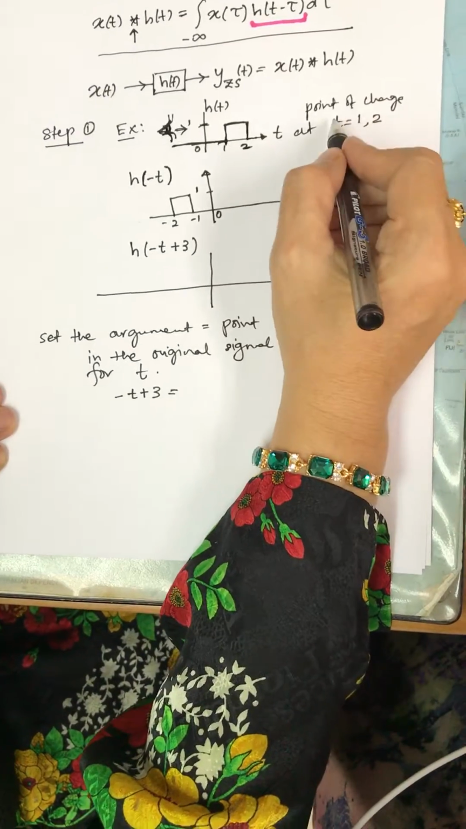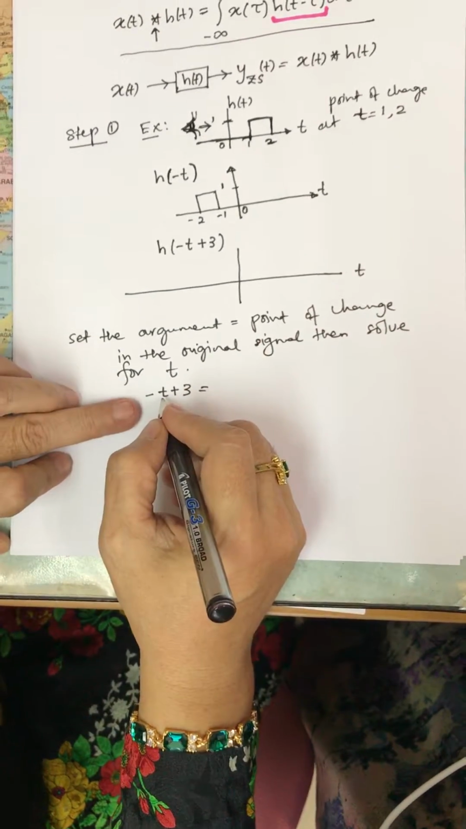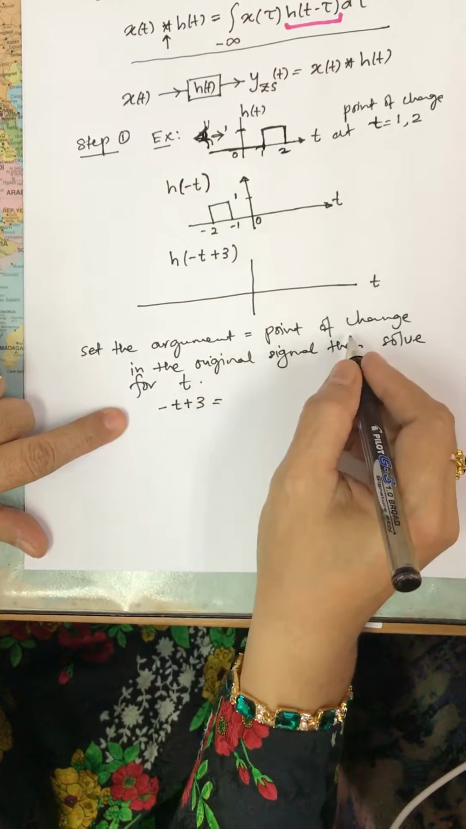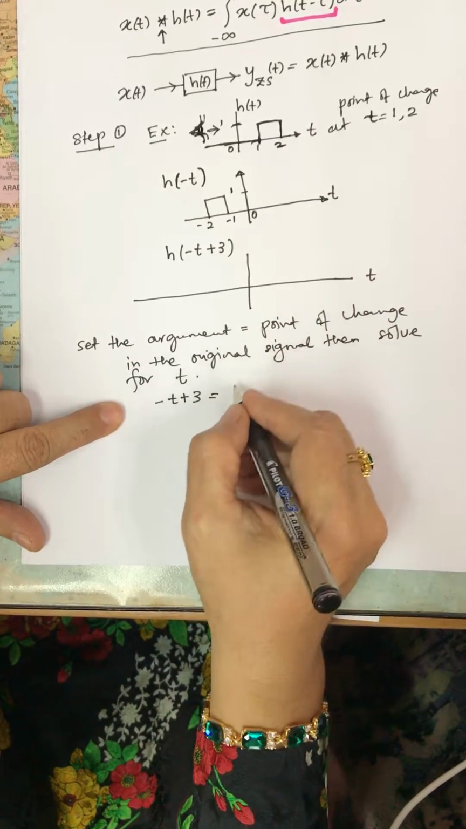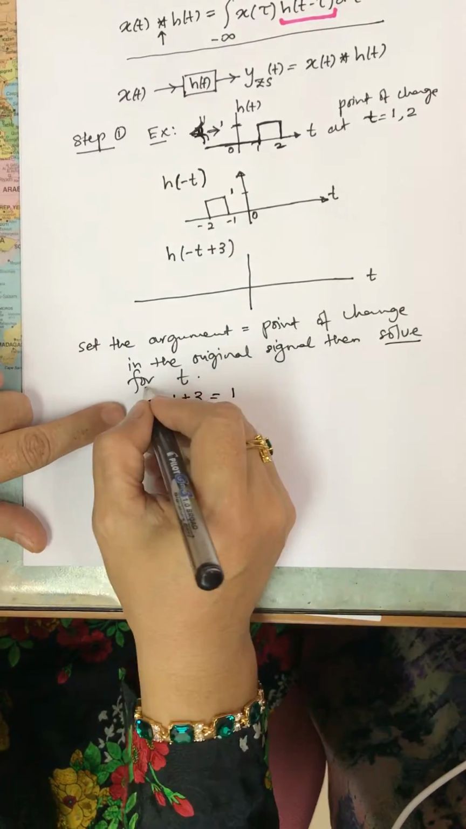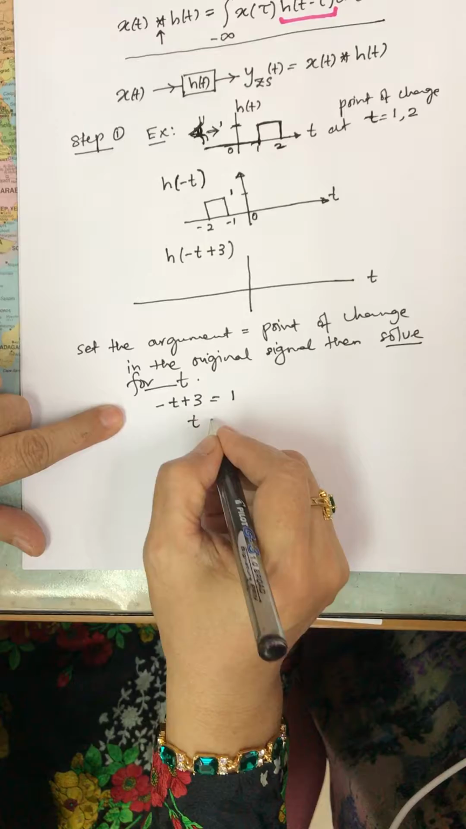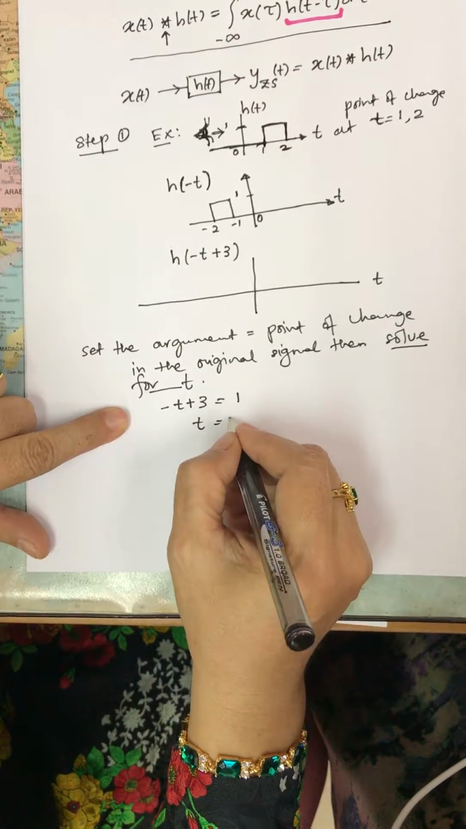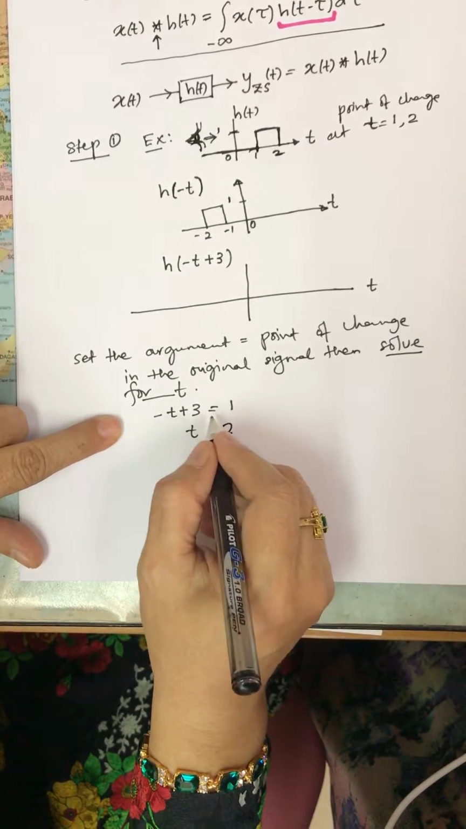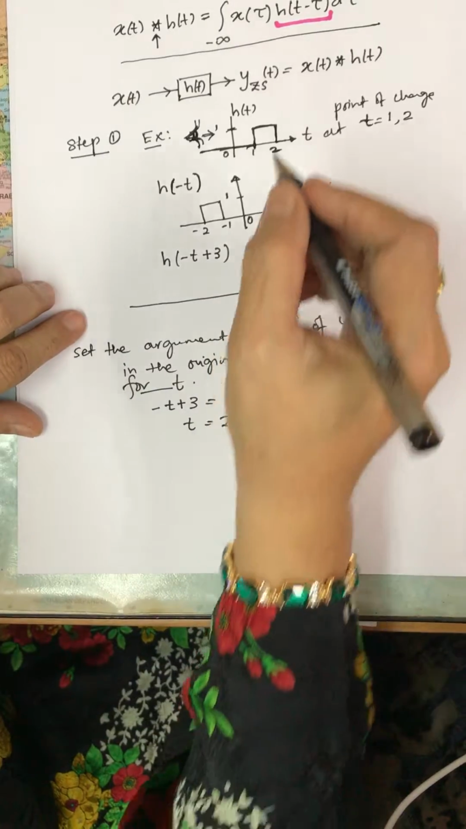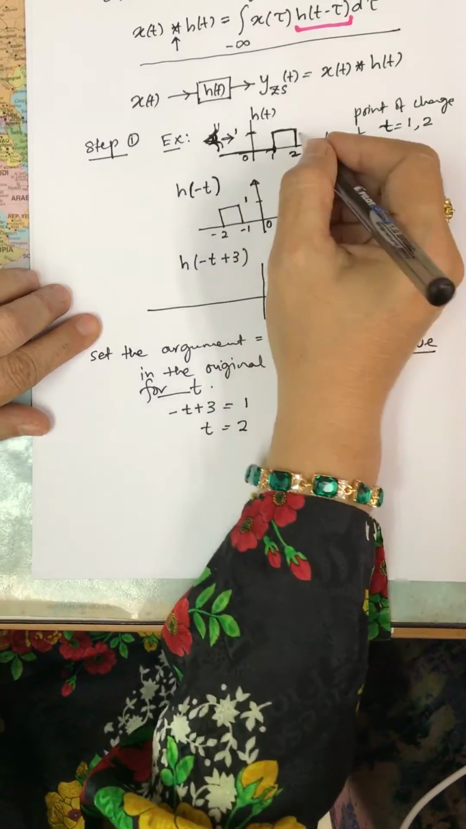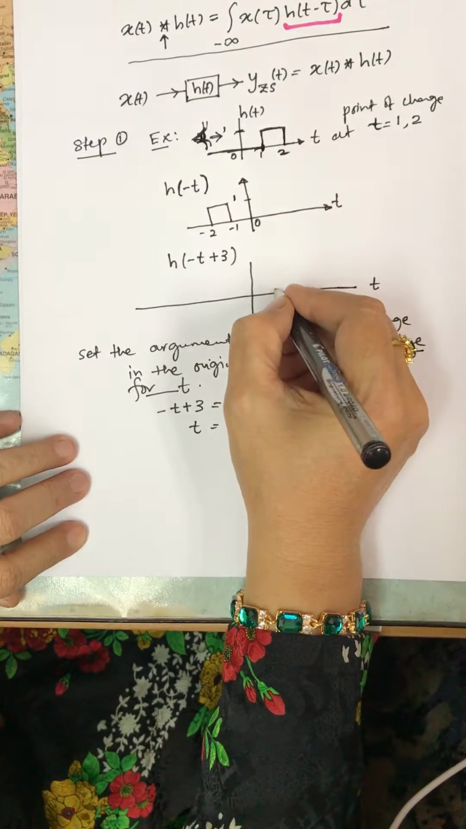So then let's say you set point of change at t equal to 1. Set the argument, which is everything inside the bracket, equal to point of change in the original signal. So point of change is at t equal to 1. And then solve for t. So now if you solve for t, you will get t is equal to 2. You bring t this side, you bring that one, the other side. So t is equal to 2. So you know that point 1 will be moved to 2. So point 1 will move to point 2.